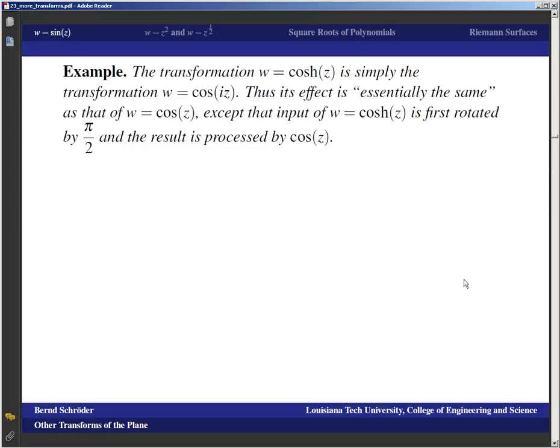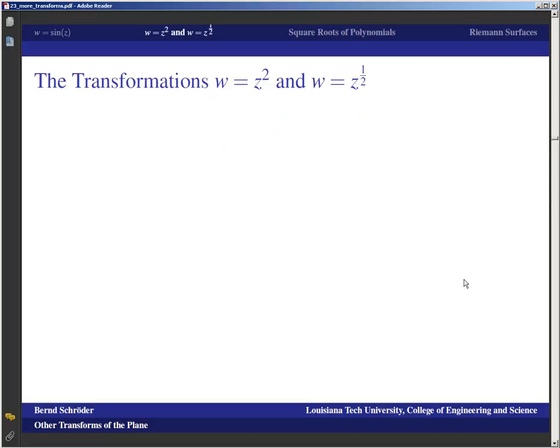As soon as you are comfortable working with these kinds of compositions, you will just be able to take an input picture, and as long as the function isn't too complicated, you'll be able to turn it into an output picture. Okay, let's take a look at z squared and the square root function.